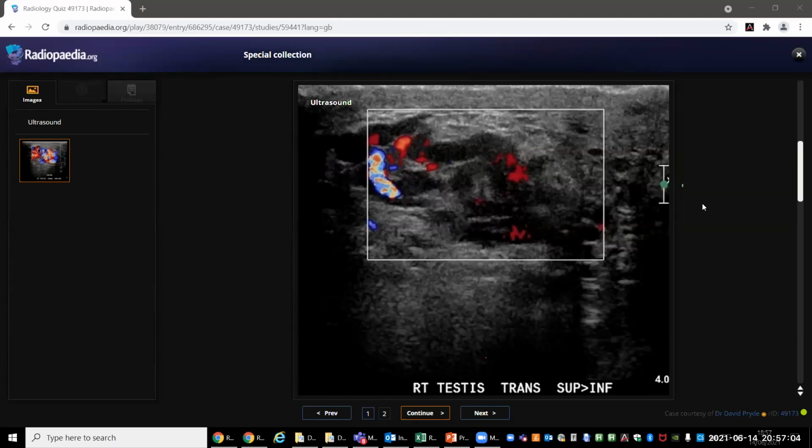Okay, so the testis is normal, the left side is normal. What else would you like to do? The patient is still on the couch.